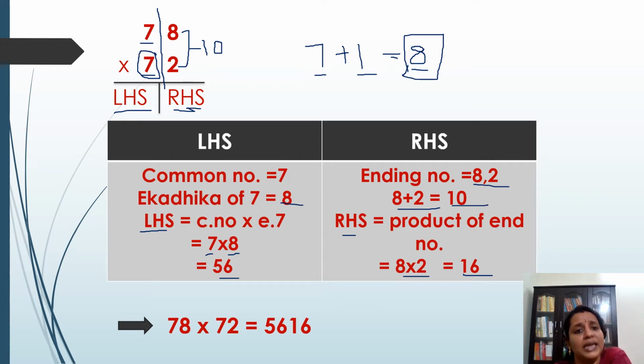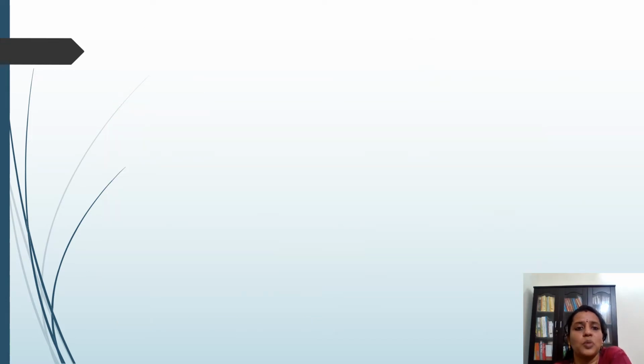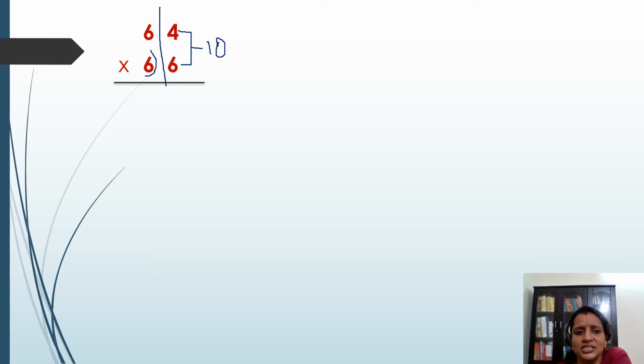Okay. I'll again explain it with another problem. Let's see, the next problem is 64 into 66. Just try to solve it with me. First, initially what do we have to do? We have to split the number. See the last digits. The last digits total to 10, isn't it? And think of the first digit. Both the digits are common, the same digit, both are 6. So my common digit is 6 here.